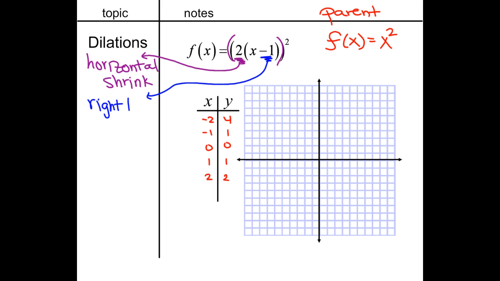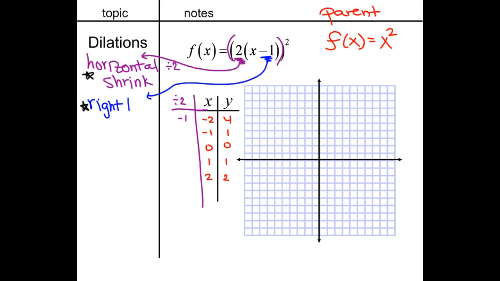and I'm going to go look and see what happens to these. Horizontal shrink, that's on the inside, so that's going to change my x's. Right 1, that's again on the inside, so that's going to change my x's. So both of these are going to change my x's, and I'm going to go opposite of what I would think. So first thing I'm going to do is I'm going to half them all. So opposite, so we need to divide by 2 since there's a 2 on there.